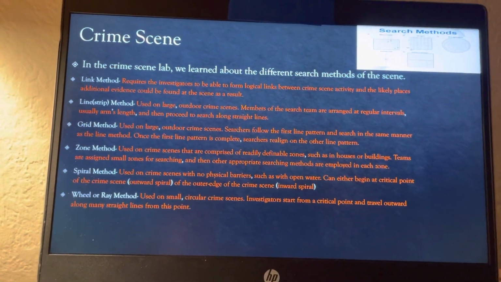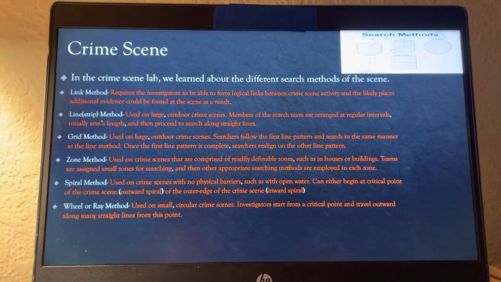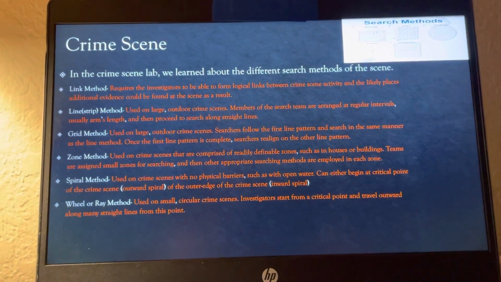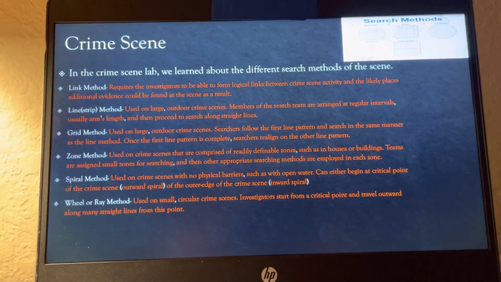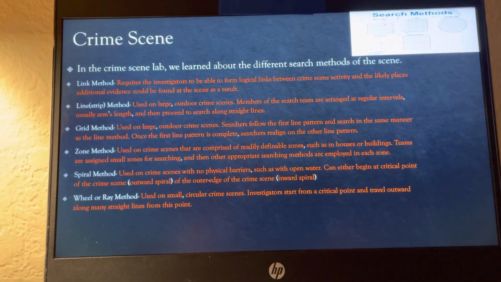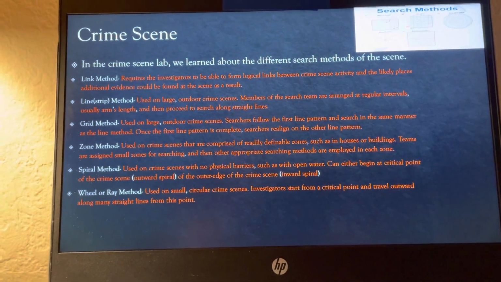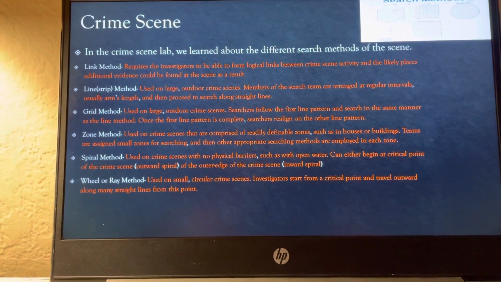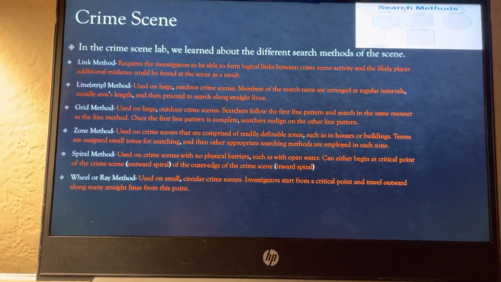Wheel or ray method is used on small, critical crime scenes. Investigators start from a critical point and travel outward along many straight lines through this point.